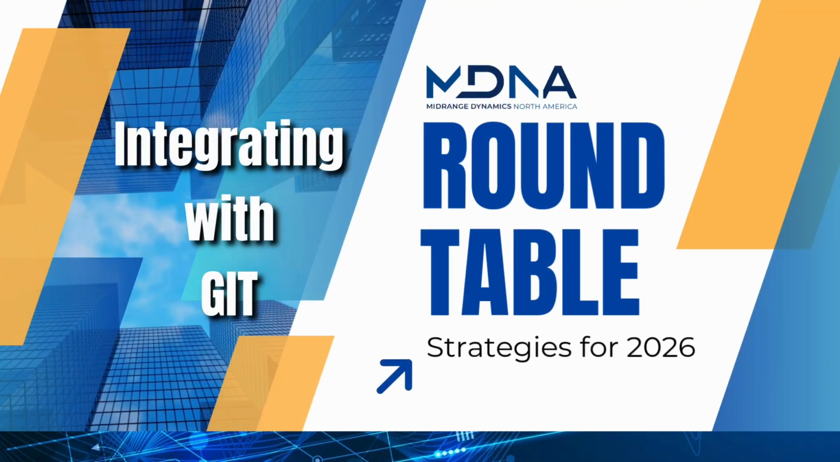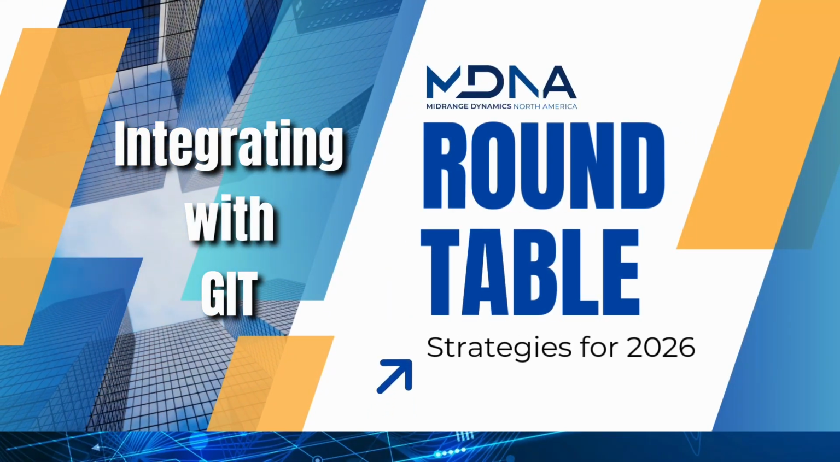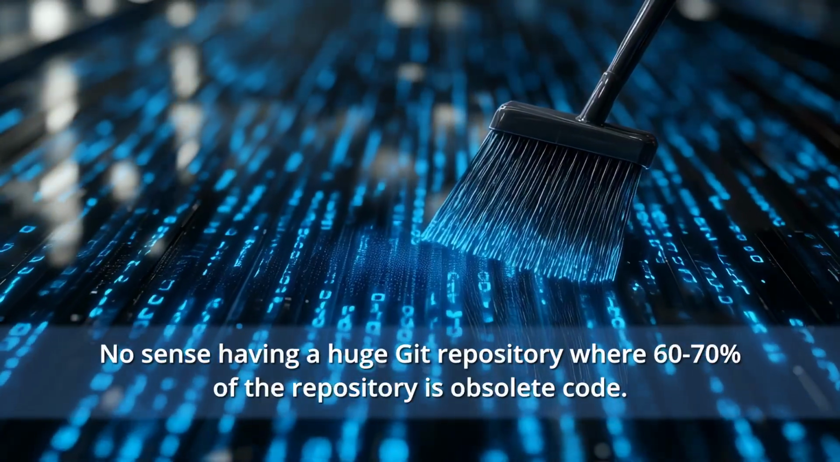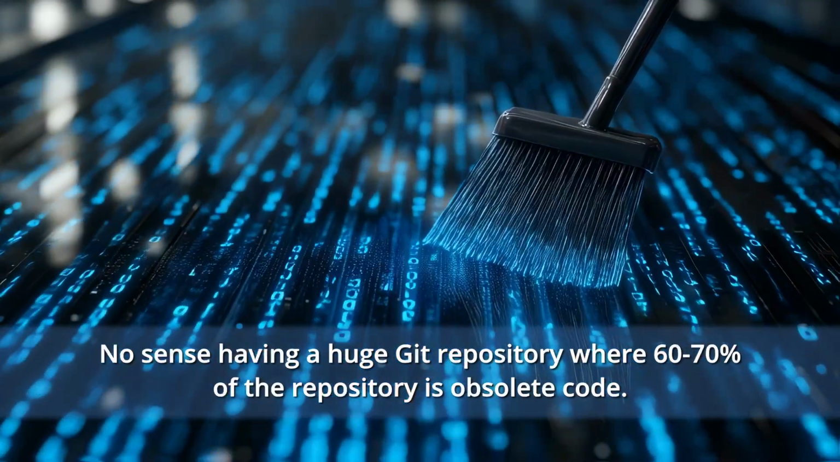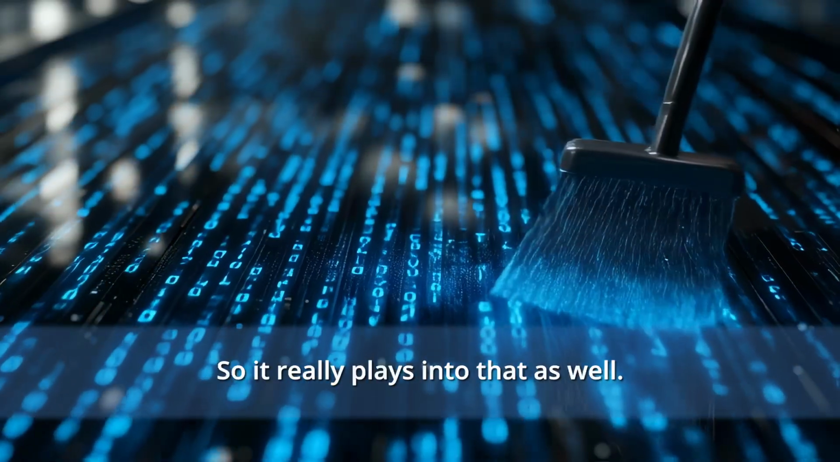Are there any foundational steps that people should consider taking when starting to integrate with Git? Cleanup. No sense having a huge Git repository where 60-70% of the repository is obsolete code. So it really plays into that as well.